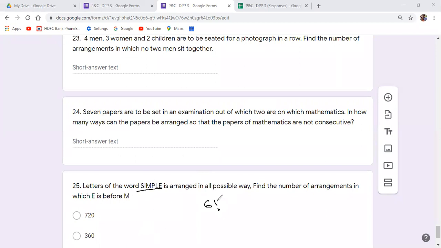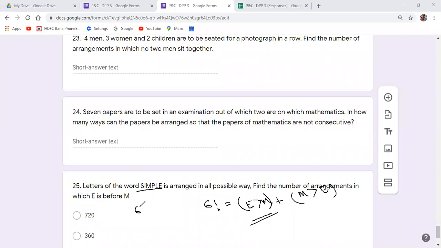There are only 2 possibilities: either E is before M or M is before E, right? E should be before M. Out of the 6 factorial arrangements, in one possibility E is before M, in another M is before E. How many times will E be before M? Half of it. Half the time E will be before M, half the time M will be before E. So 6 factorial divided by 2.